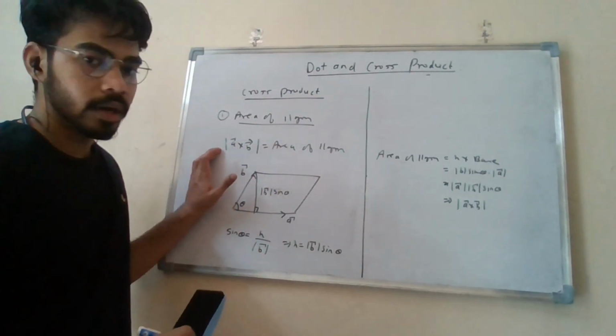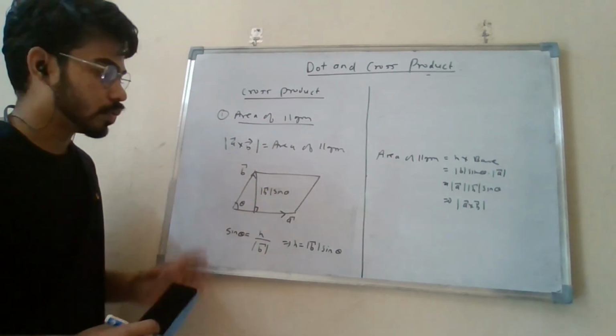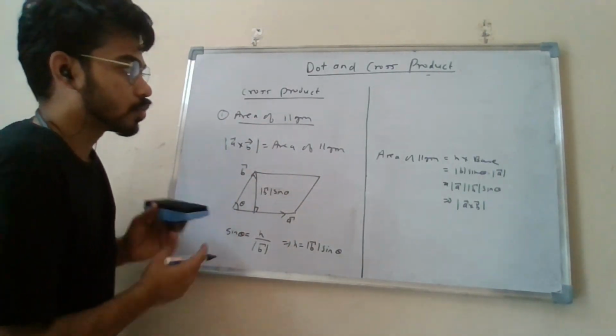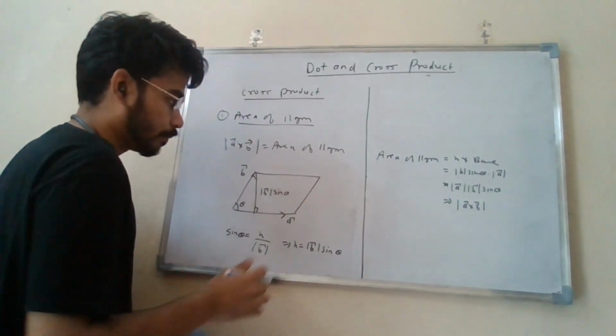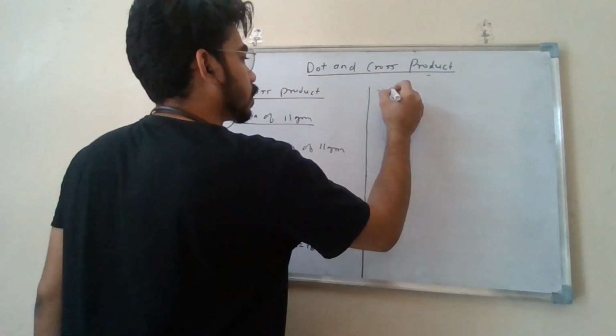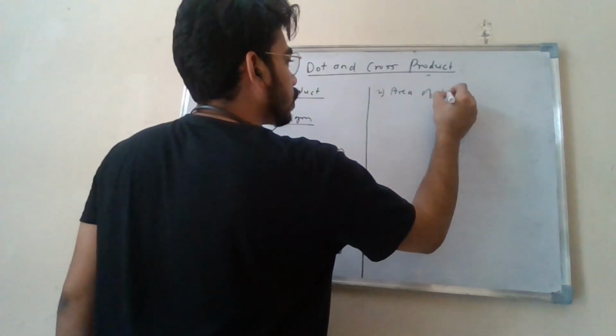So the magnitude of the cross product of two vectors gives us the area of a parallelogram. Okay, this is my first property. Similarly, you can show the area of a triangle. The second application is the area of a triangle.